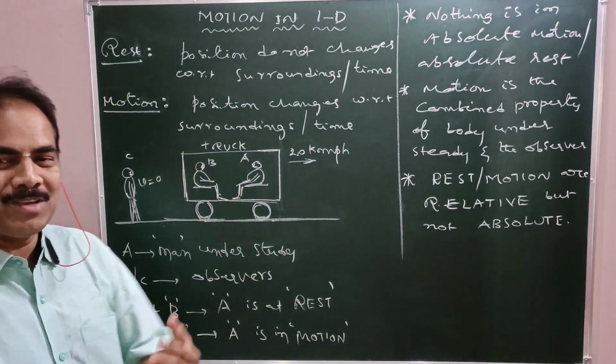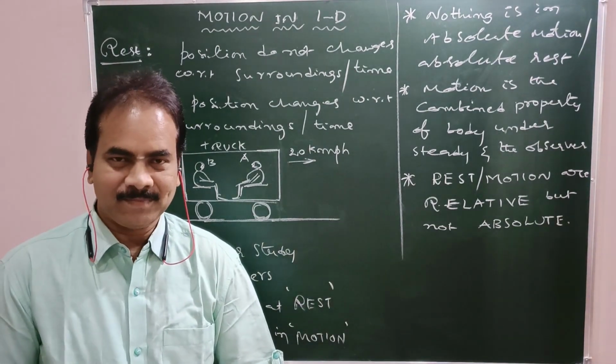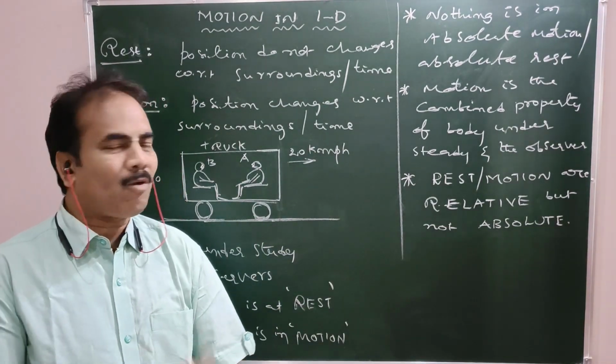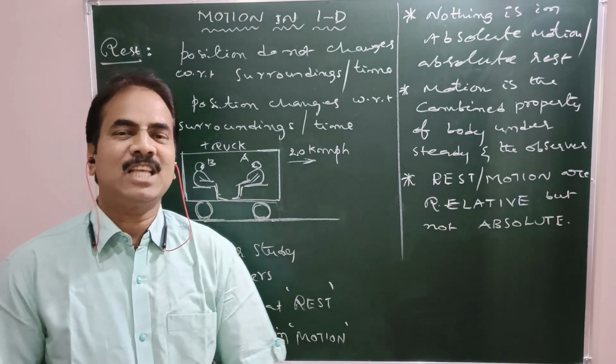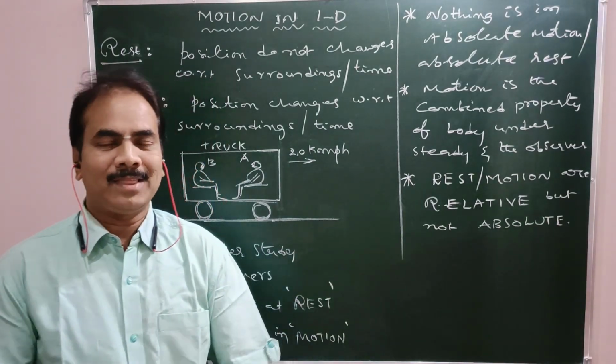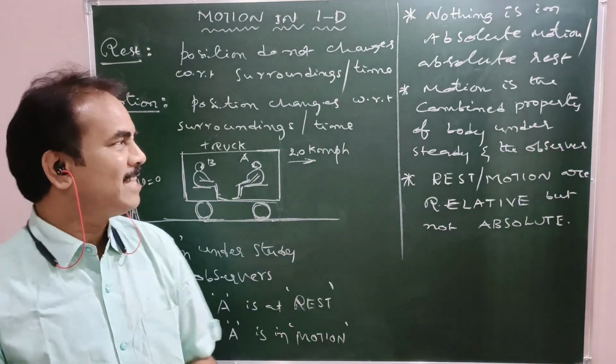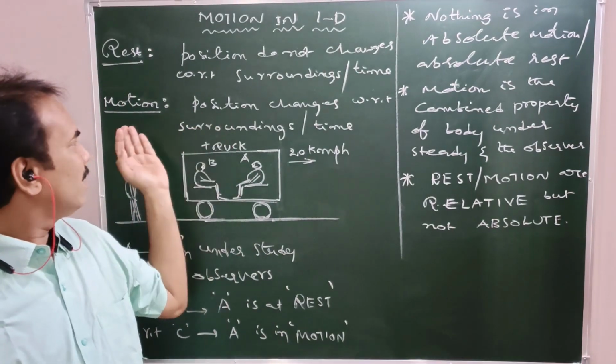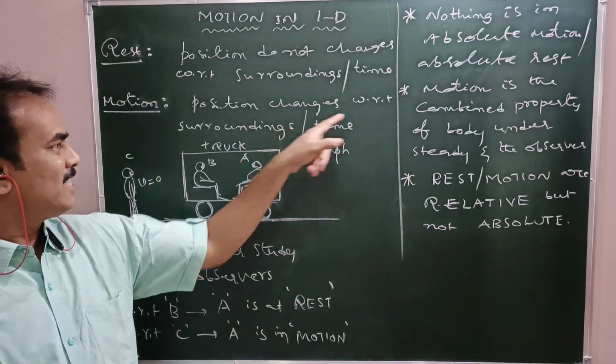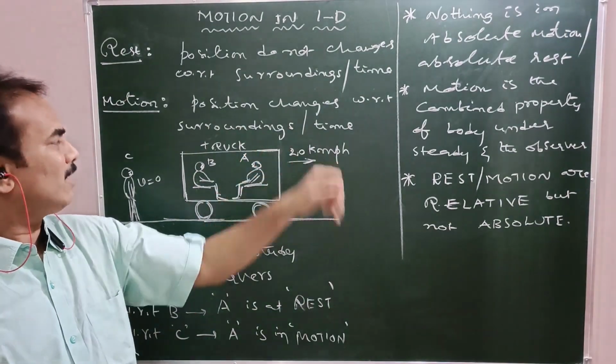Coming to motion, when do we say that a body is under motion? If the position of that body or particle changes with respect to time or with respect to surroundings, then that particular body is said to be under motion. Position changes with respect to surroundings or time.